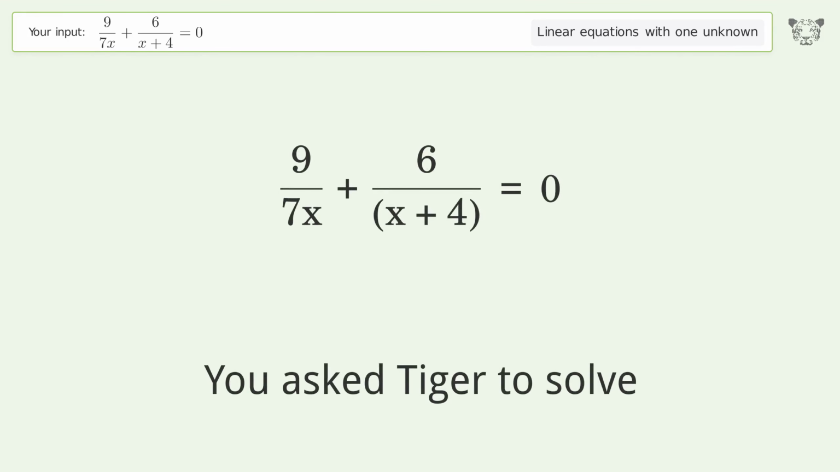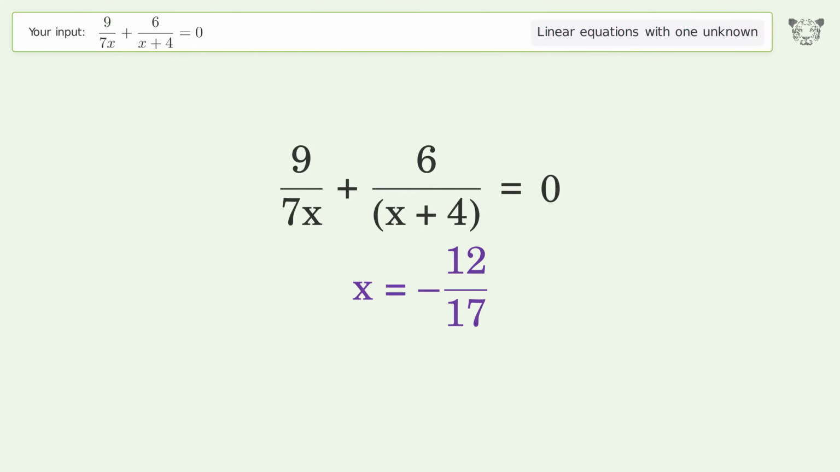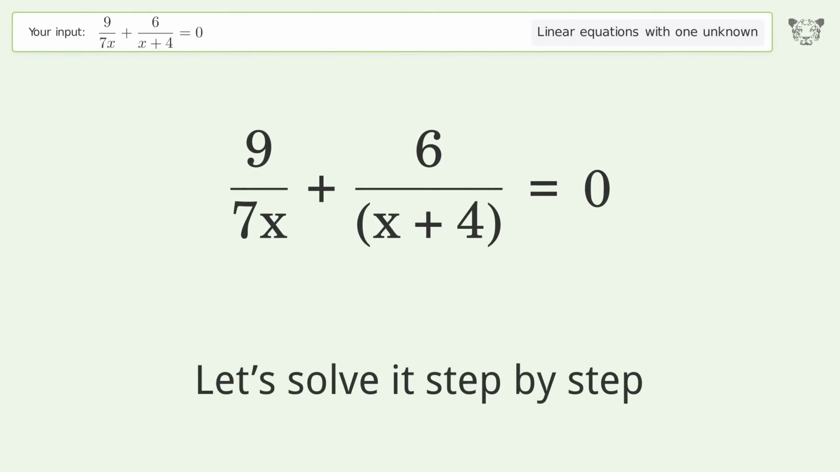You ask Tiger to solve. This deals with linear equations with one unknown. The final result is x equals -12/17. Let's solve it step by step.